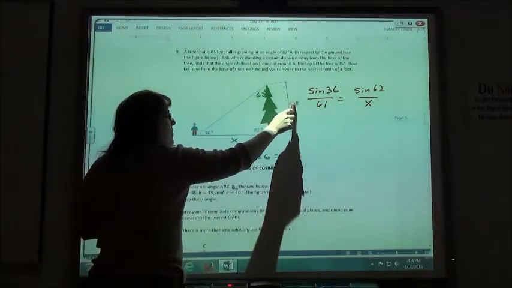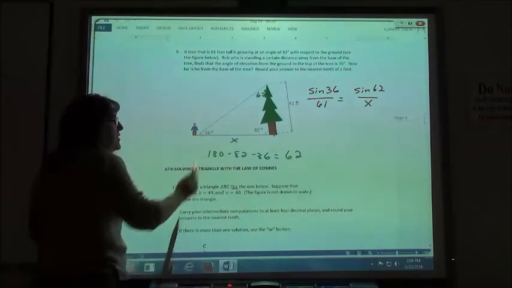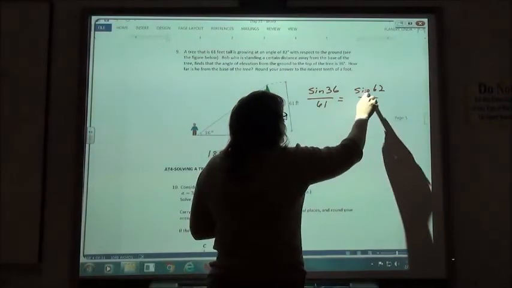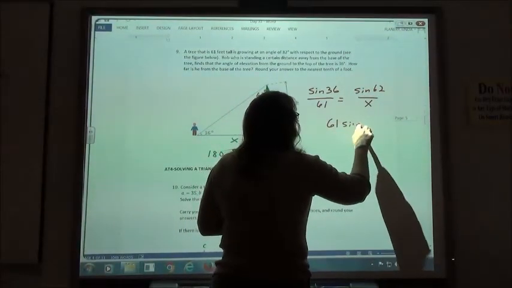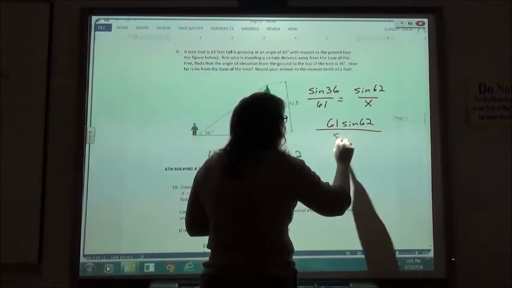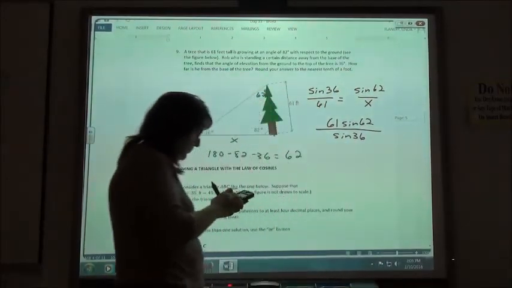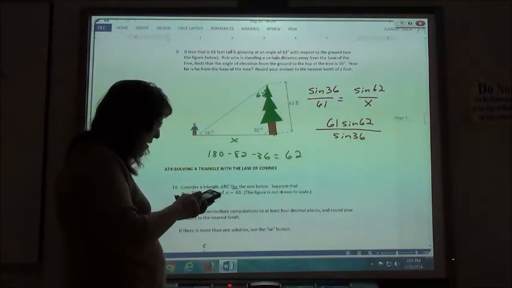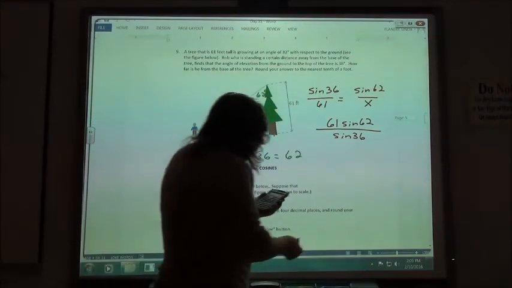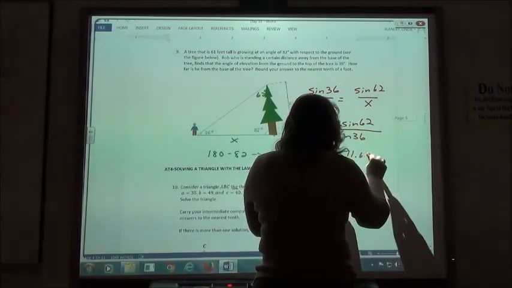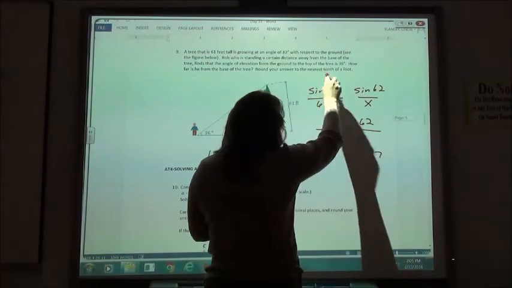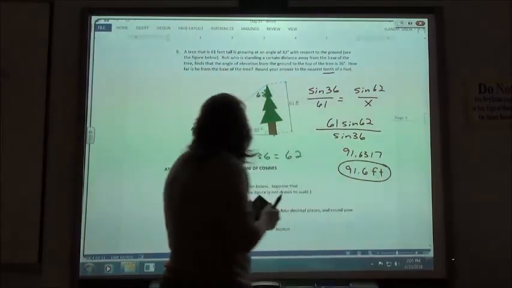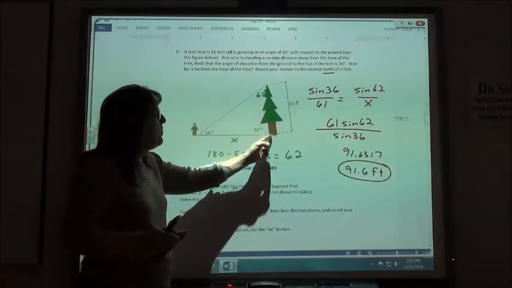So the angle with the opposite side, the angle with the opposite side, and again, when I solve that by cross multiplying, I'm going to take the 61 times the sine of 62. I'm going to end up dividing by the sine of 36. So 61 sine of 62 divided by the sine of 36 gives me 91.6317, rounding to the nearest tenth again, 91.6 feet would be how far it is from this person to the base of the tree.